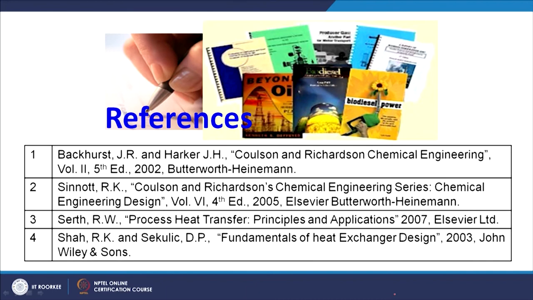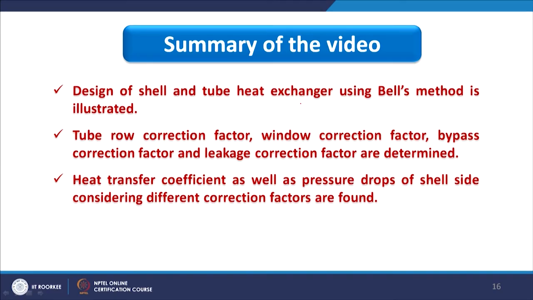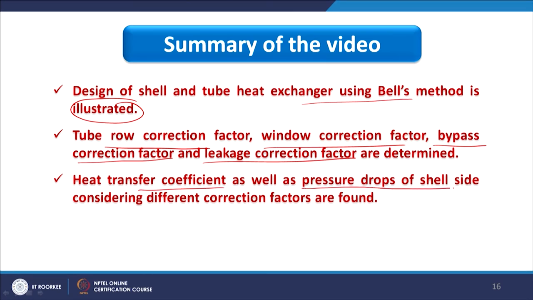Here you can find the references to study details about this method, and here I am summarizing this video. In this video, design of shell and tube heat exchanger using Bell's method is illustrated with the help of one example, where tube row correction factor, window correction factor, bypass correction factor and leakage correction factors are determined, and finally heat transfer coefficient as well as pressure drop in shell side considering different correction factors are found. I hope you can use Bell's method to design shell and tube heat exchanger effectively, and that's all for now. Thank you.